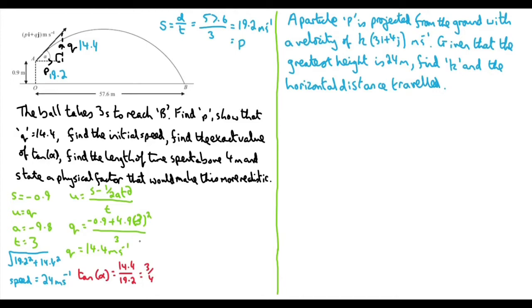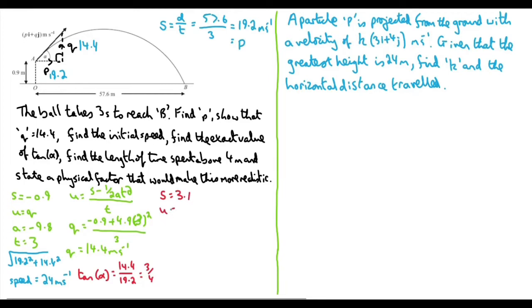Now, to then find the length of time spent above 4 meters, again, because we're looking at how high it is, not how far it's gone left or right, we're just going to be focusing on the vertical once more. So if we're looking at being 4 meters above the ground, and yet we're already starting 0.9 meters high, we're just looking for a vertical displacement of 3.1.